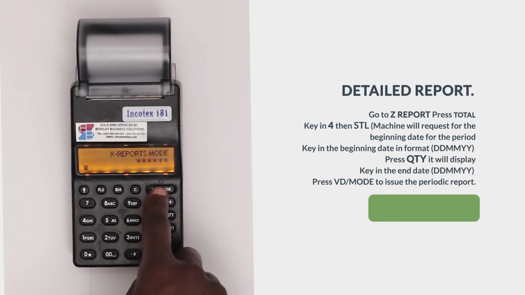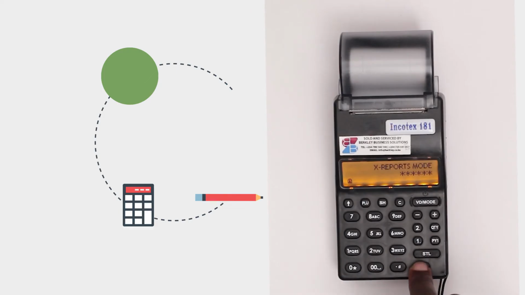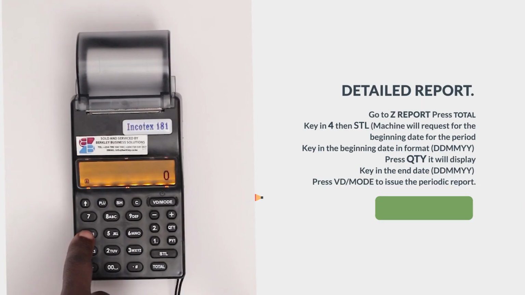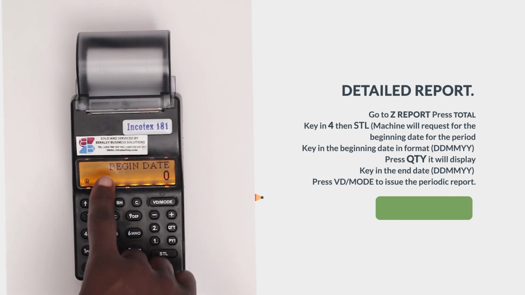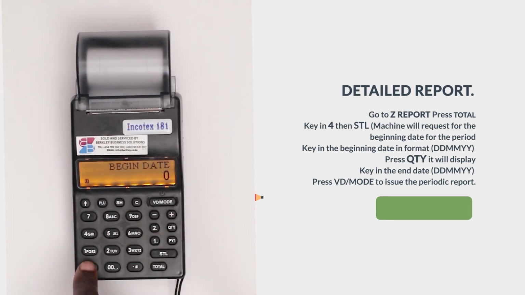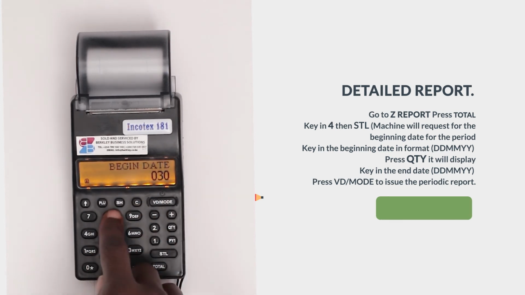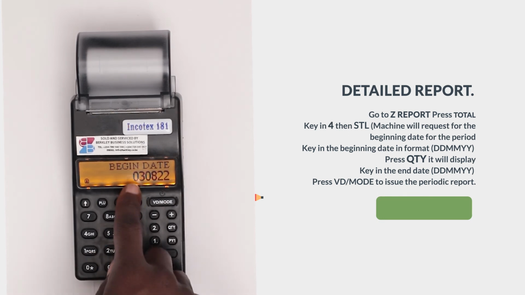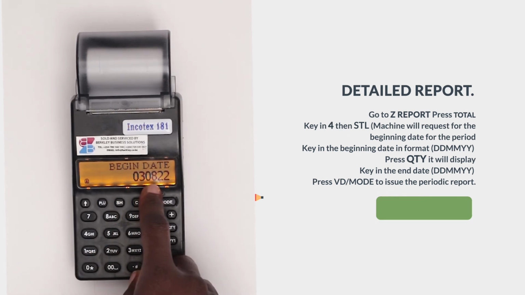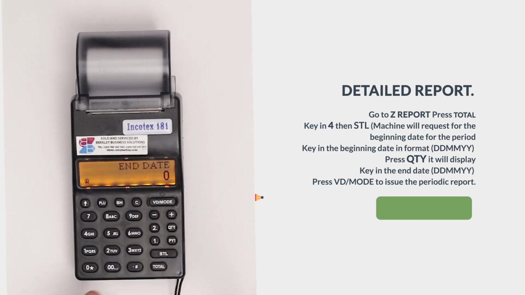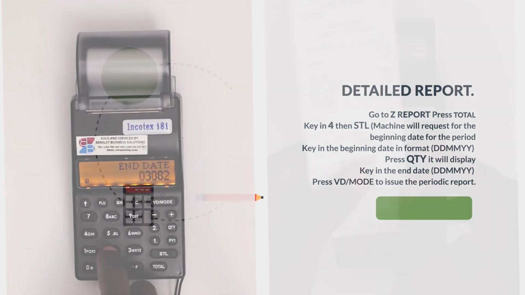To make a detailed report, go to Z report. Press total. Key in 4, then STL. The machine will request the beginning date for the period. Key in the beginning date in the format DDMMYY for date, month, and year. Press QTY. Key in the end date. Press VD mode to issue the periodic report.